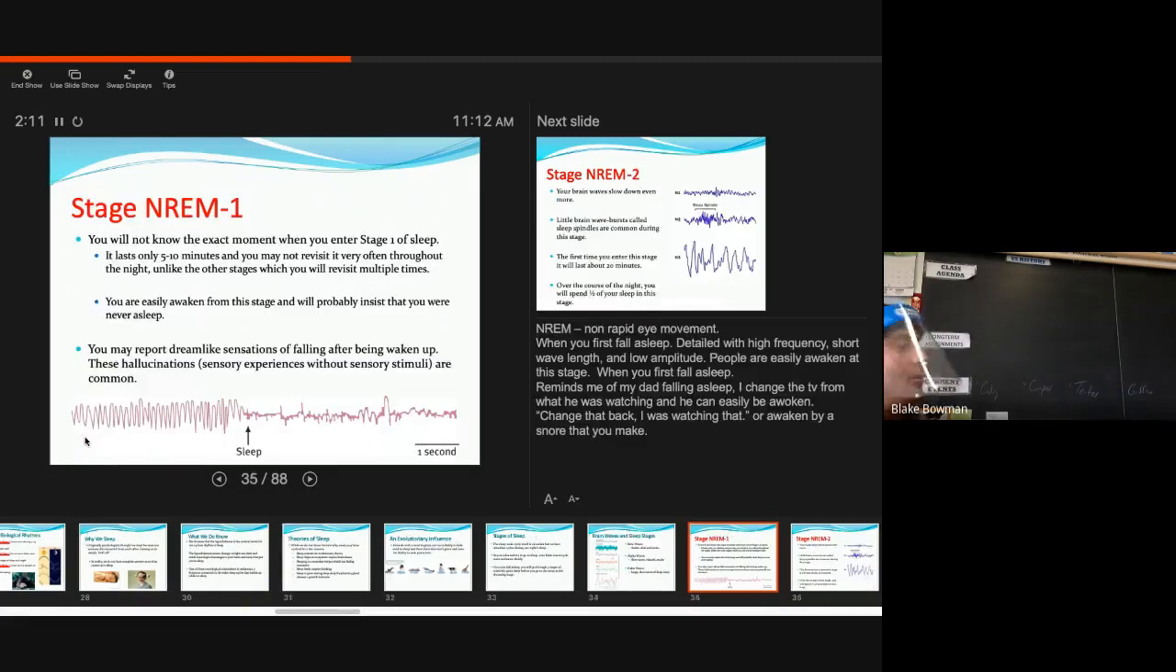So real quick, stage NREM1, so non-rapid eye movement. With non-rapid eye movement, we're entering into stage 1, and this is where we are really just at the point where we're first falling asleep. The frequencies are high, like I mentioned, like we were awake. As we're moving into that stage 1 of sleep, the frequencies are still high and the amplitude's lower, and that means we are entering that first stage of sleep.